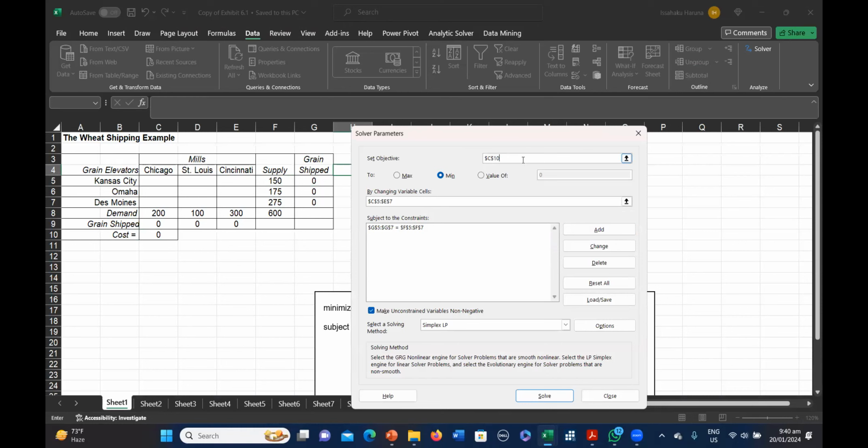So that one, put the cursor, select from this cell. Okay, that's C10. Then make sure that you change from max to min. So you must select minimize. And then changing variable cells. You select from here to there and that portion. You put the cursor there. Let me just do it.